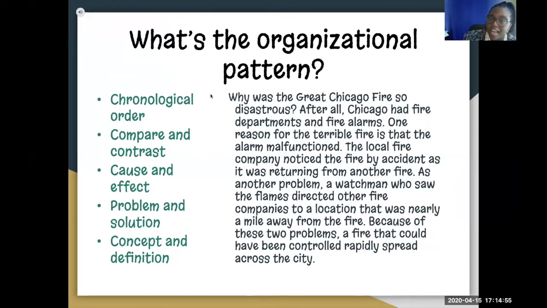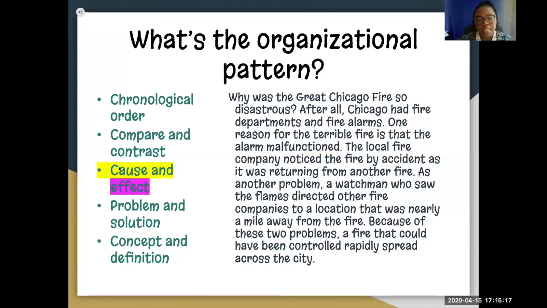You guys have taken it down to a few and figured out that this one was cause and effect. Now, this one was a little tricky because you had some problem and solution words in there. But if you notice, there are no solutions in sight. So it could not be problem and solution. It has to be cause and effect.